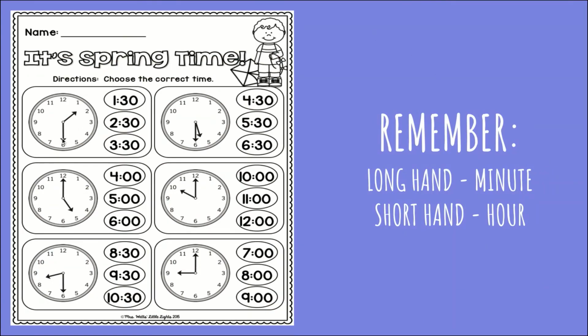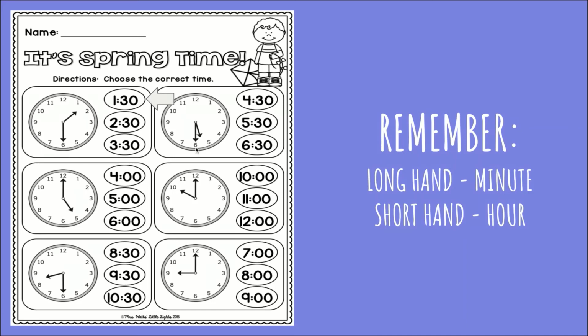All right, so let's practice telling time. And remember, long hand, minute hand, short hand, hour hand, minute, hour. So directions say to choose the correct time that is displayed on the analog clock. So I'll do the first one for us. My minute hand is pointing down at the 6. Okay, so that tells me it's half hour automatically. My hour hand is in between the 1 and the 2, so I'm going to pick the number that comes before, which is 1. So this clock reads 1:30.